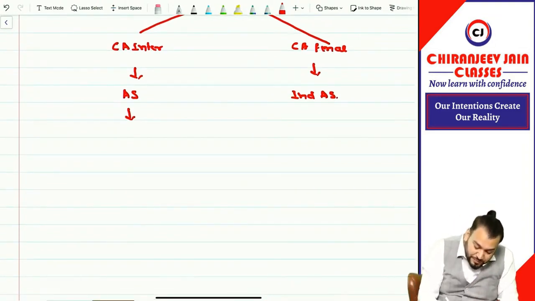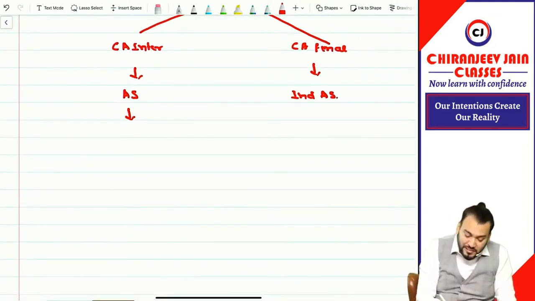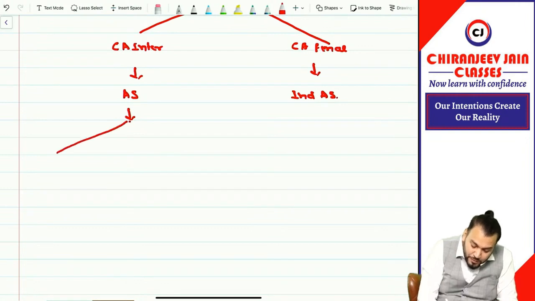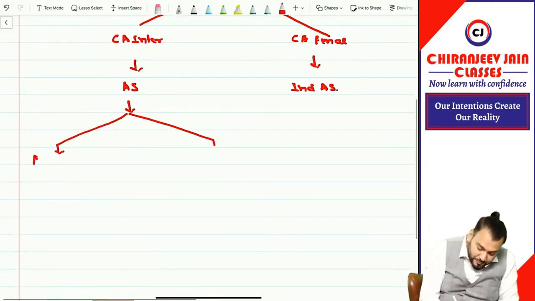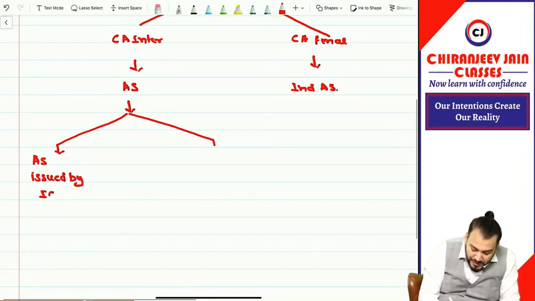So this AS, when I am saying this AS are of two types. One is AS issued by whom? ICAI.